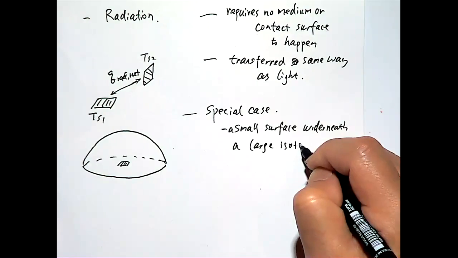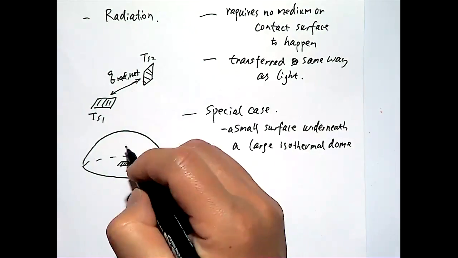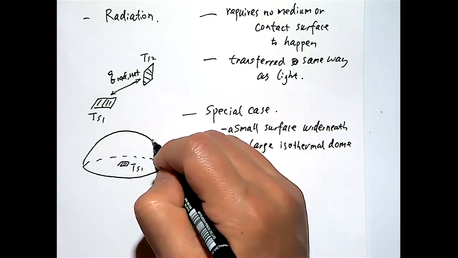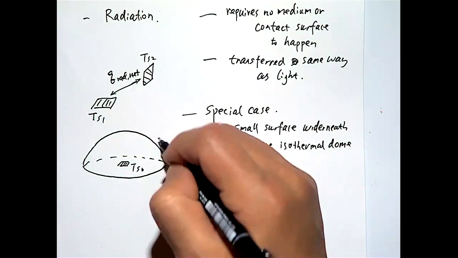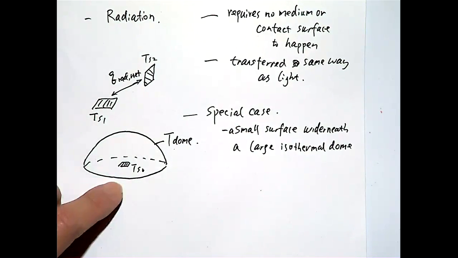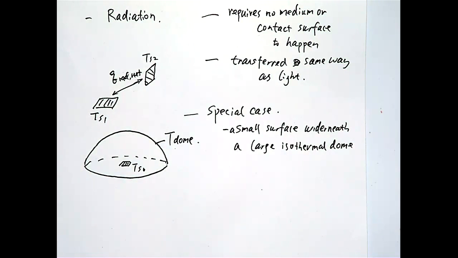isothermal dome. So if we say this is TS, the surface temperature, and this is T dome. The surface is at a uniform temperature, and the dome is also at one temperature. You can consider the dome like a sky. The sky has an effective sky temperature. You can consider it a dome that covers everything on the surface.